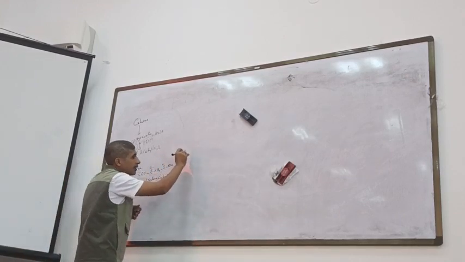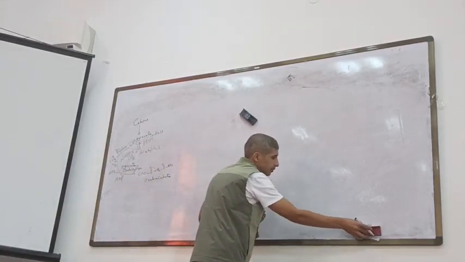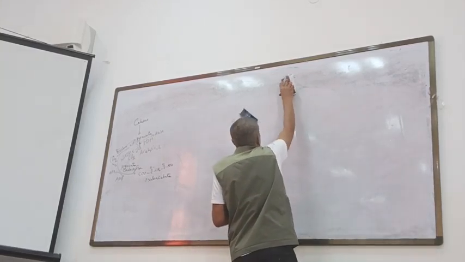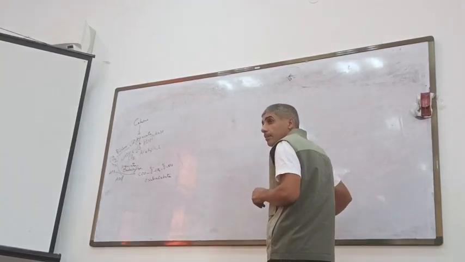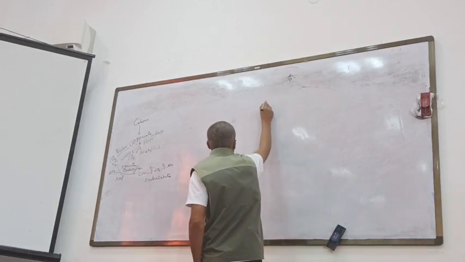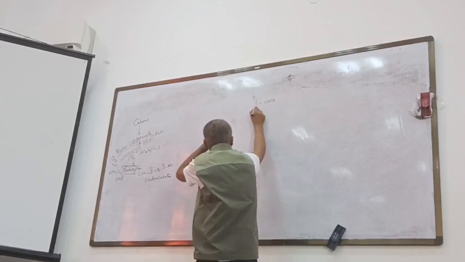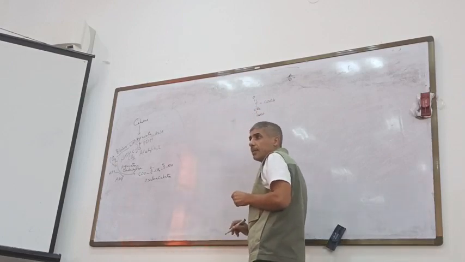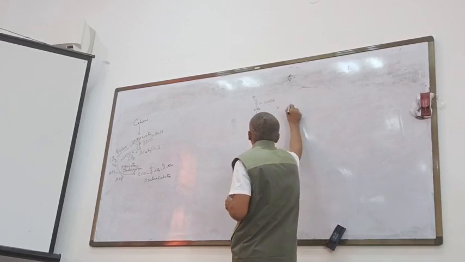The first reaction in the Krebs cycle, in the mitochondria. The first reaction in the Krebs cycle is a condensation between oxaloacetate and acetyl-CoA.